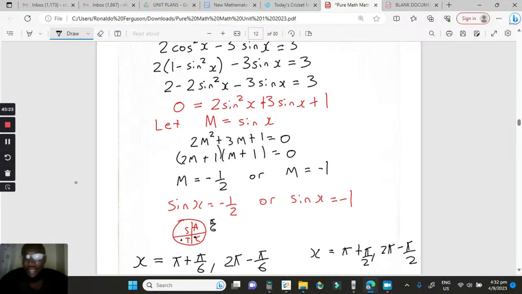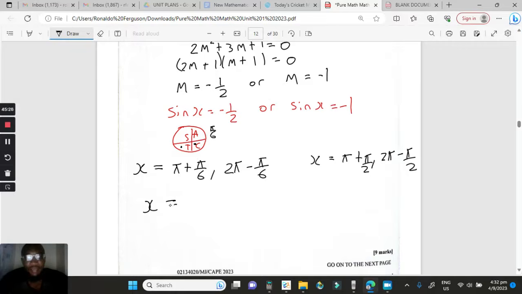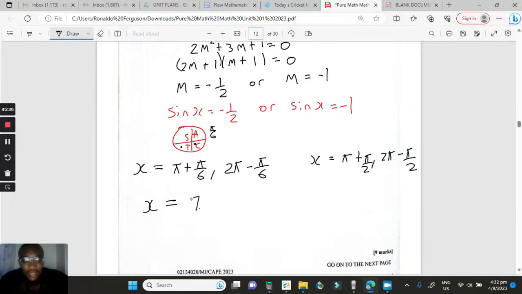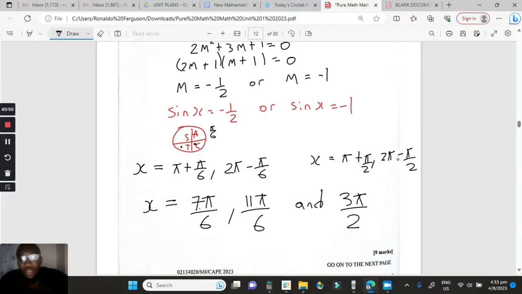So just to write out all the answers now, you evaluate this. Pi plus pi over 6. No, this is being lazy. No calculator. 6 plus 1 is 7. So that's 7 pi over 6. Comma. Multiply 6 by 2 is 12. 12 minus 1 is 11. So that's 11 pi over 6. Here, multiply 2. 2 plus 1 is 3. And we have 3 pi over 2. Yeah, that's our answers.